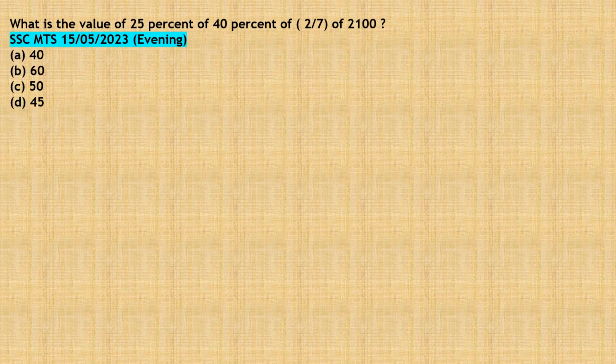A similar question was asked in SSC MTS: 25% of 25%, that is 1 by 4, 40%, that is 4 by 10, of 2 by 7, of 2100. 4 cancels, 70 30s are 2100, 2 3s are 6, equals 60. 60 is the answer.